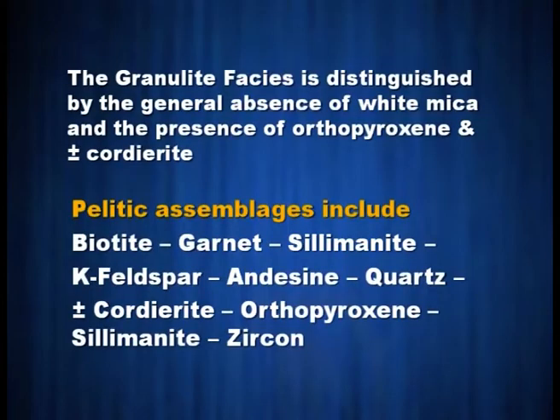The Granulite facies is distinguished by the general absence of white mica and the presence of orthopyroxene and plus or minus cordierite. Pelitic assemblages include biotite, garnet, sillimanite, potash feldspar, andesine, quartz, plus or minus cordierite, orthopyroxene, zircon, etc. The quartzo-feldspathic rocks differ from the Pelitic rocks. Quartz and feldspar are the dominant phases rather than the phyllosilicates, and the calcium-bearing phases are common. Additional minerals that may occur include staurolite, calcite, stilpnomelane, actinolite, and hornblende.